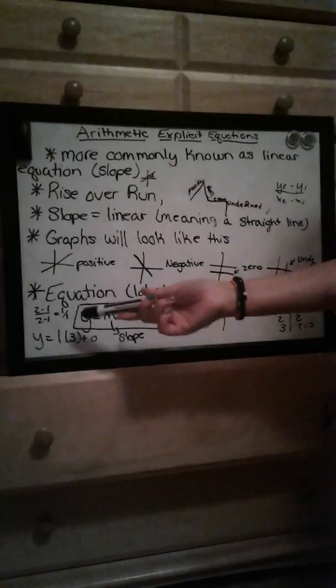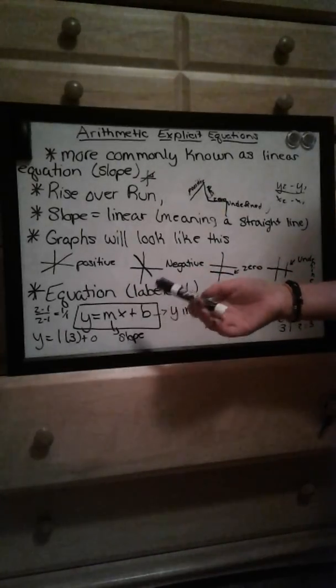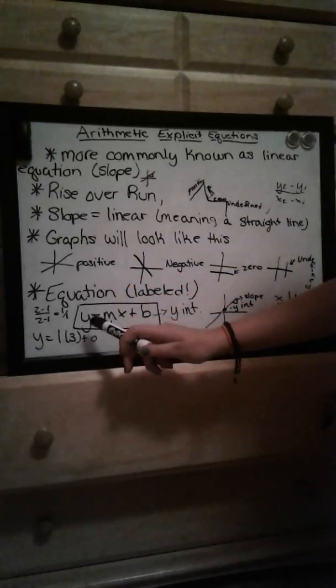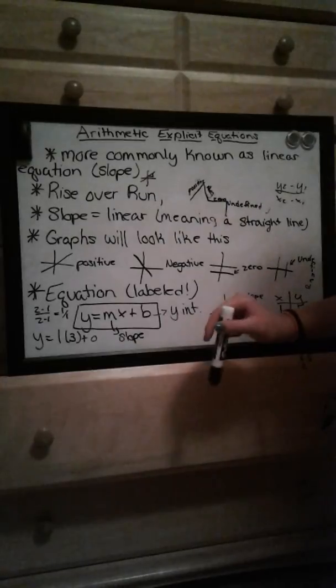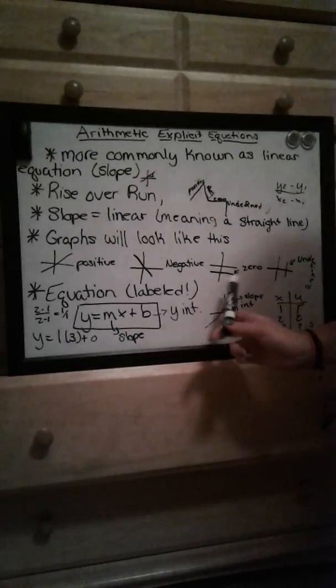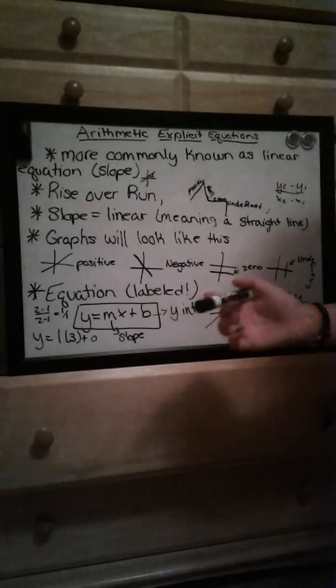Okay, so what's our linear equation, or our arithmetic explicit equation? And it's labeled too. That's the help. Okay, so our equation is y equals mx plus b. So I've labeled this here. m is always going to be your slope, and b is going to be your y-intercept. So if you don't know what a y-intercept is, here's an example.